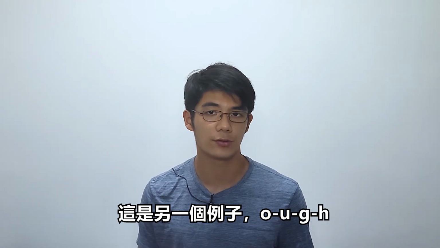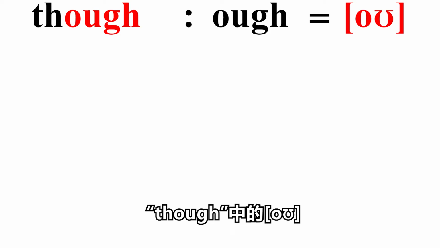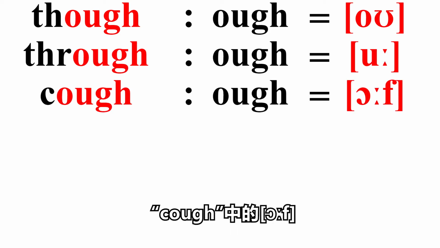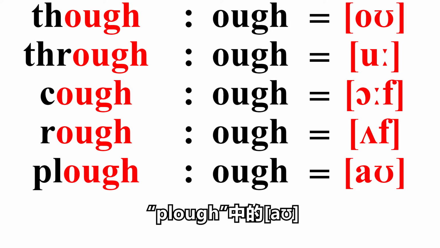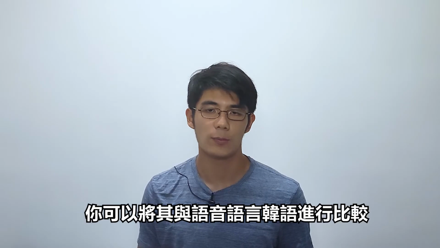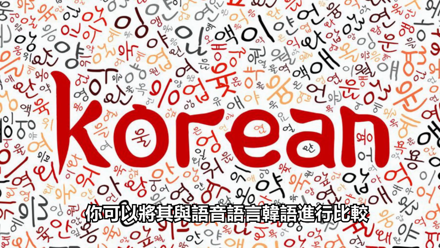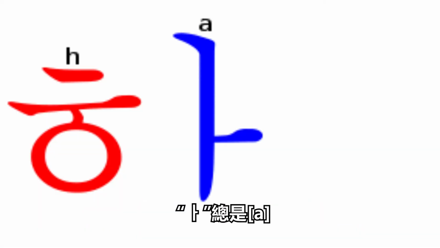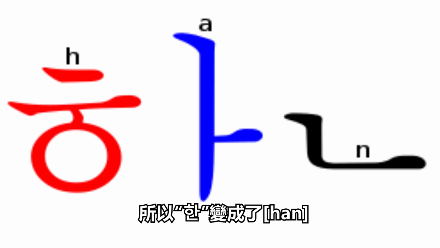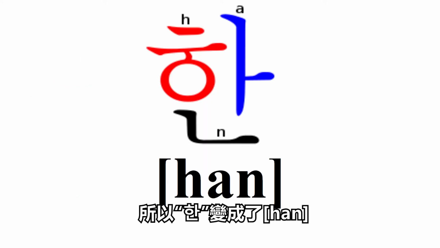Here's another example. A group of letters O-U-G-H. It can be O as in dough, U as in through, off as in cough, of as in rough, ow as in plow, and O as in ought. You may compare it with Korean, a phonetic language. This is always H. This is always A. This is always N. So this becomes Han.